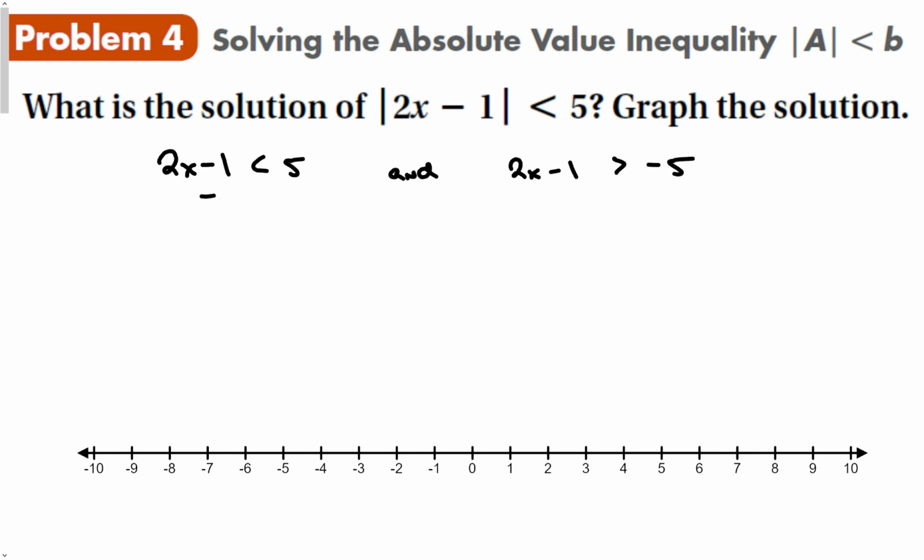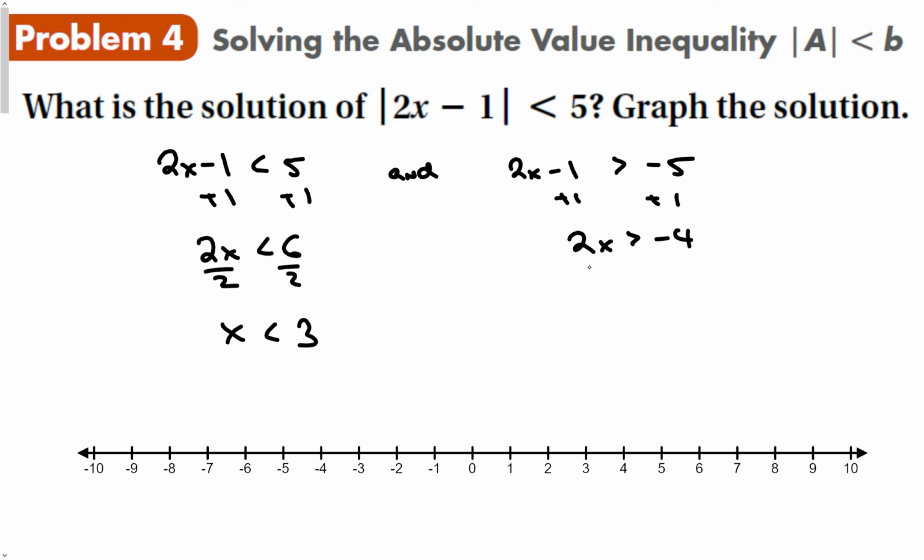But let's stick with this one. Add 1 to both sides. You have 2x is less than 6. Divide out the 2. Remembering, of course, that if this happened to be a negative, we still have to reverse the inequality signs. But it's not, so I can start there. 2x is greater than -4. Divide out the 2, and x is greater than -2.